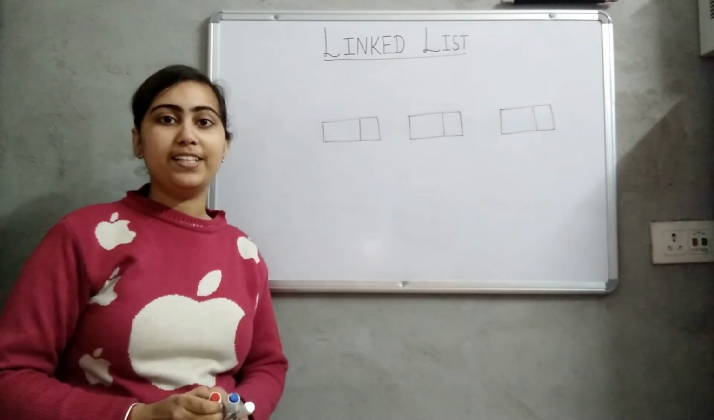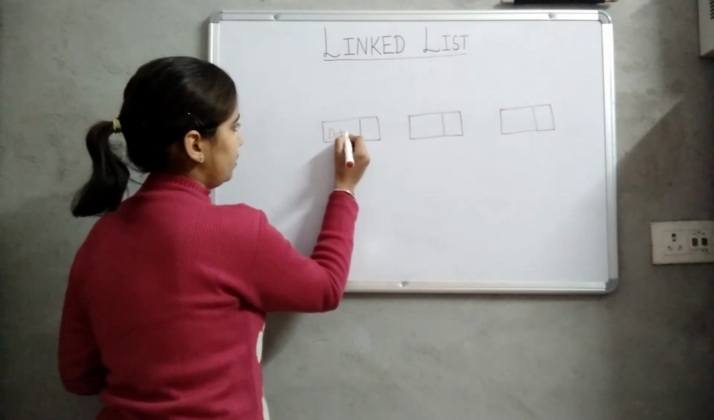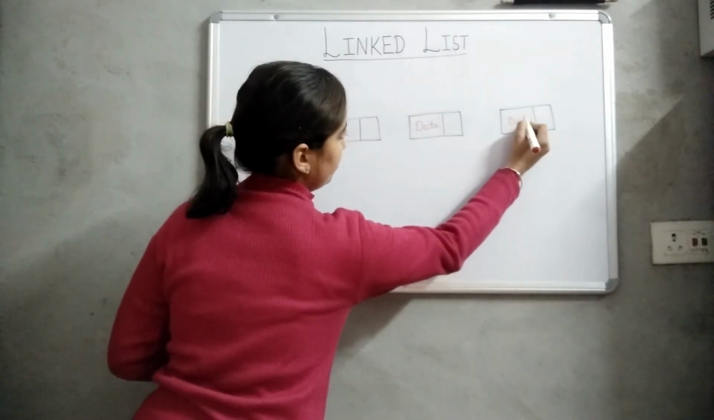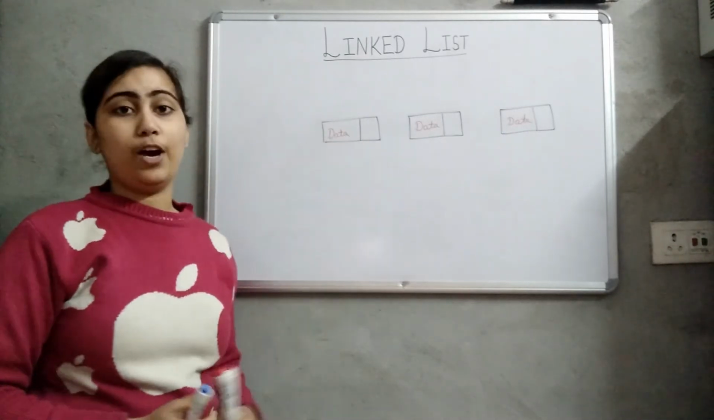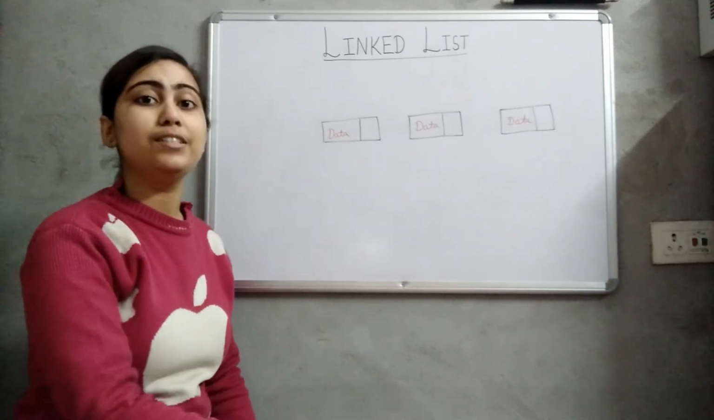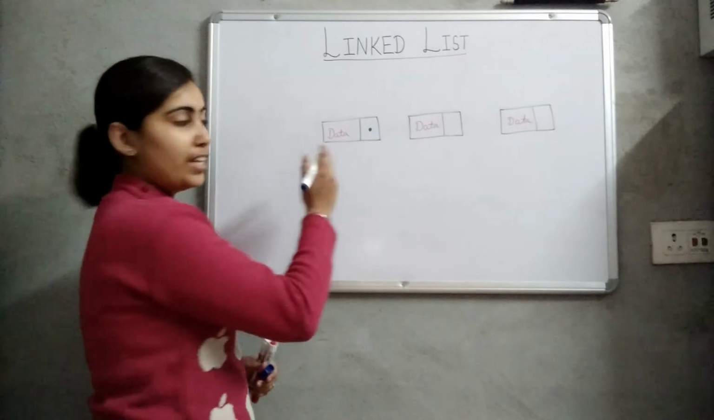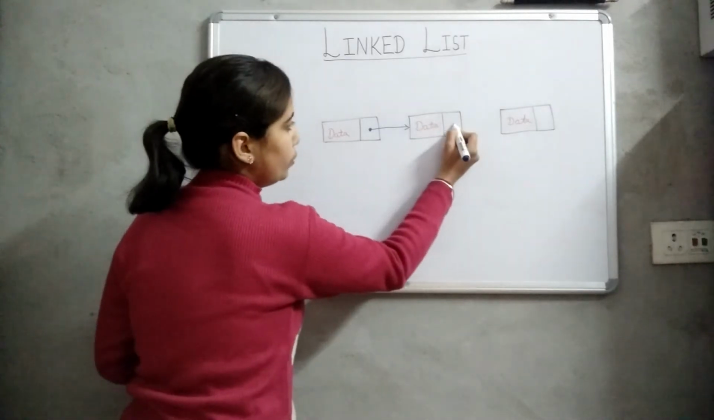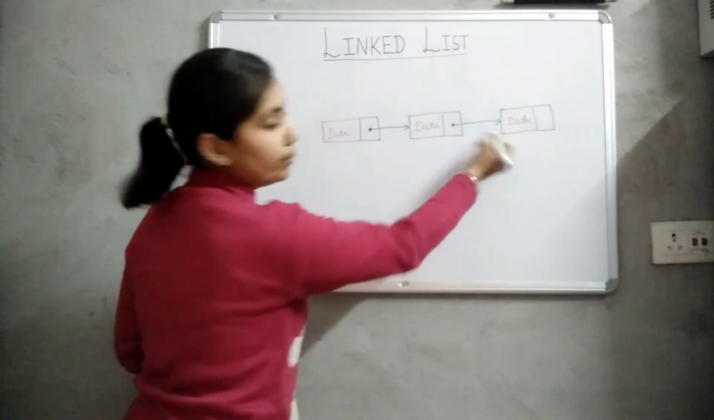Now field 1 contains the data. So let's write it here. Node 1 field 1, node 2 field 1 and node 3 field 1 contain data. Okay, now the next field is the pointer field that points towards the address of the next node following that. Let's take the example here. This is a pointer. It points towards the address of node number 2. The same way, node number 2 points towards the address of node number 3.